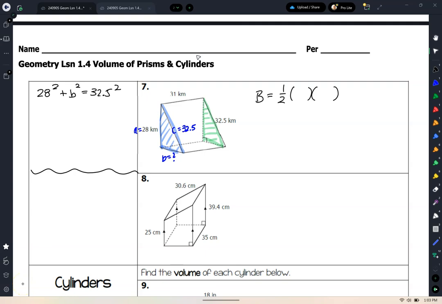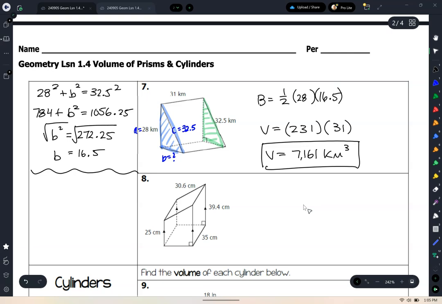Okay, let's see if you're on the right track. You should have been going here. Oh, yeah, I did that. Okay, good. Whatever you want to call it. I put it as a squared plus 22. Is that okay? Did you come up with 7,161 cubic kilometers?